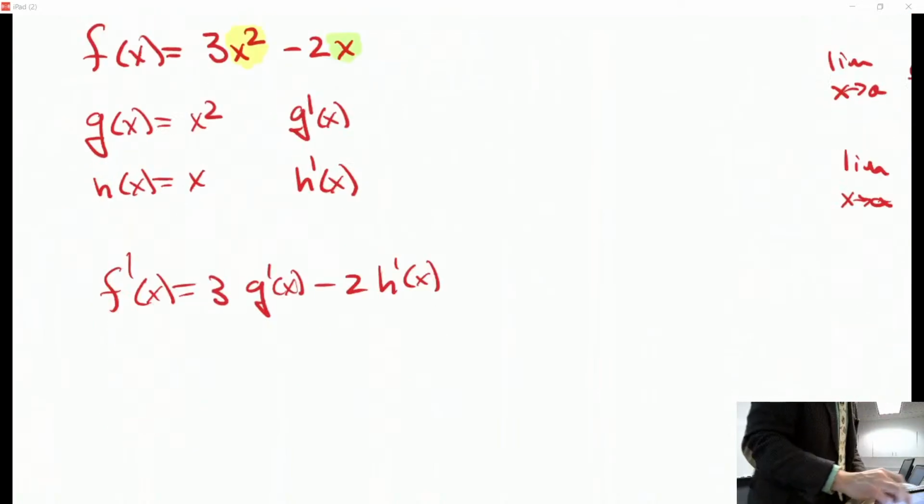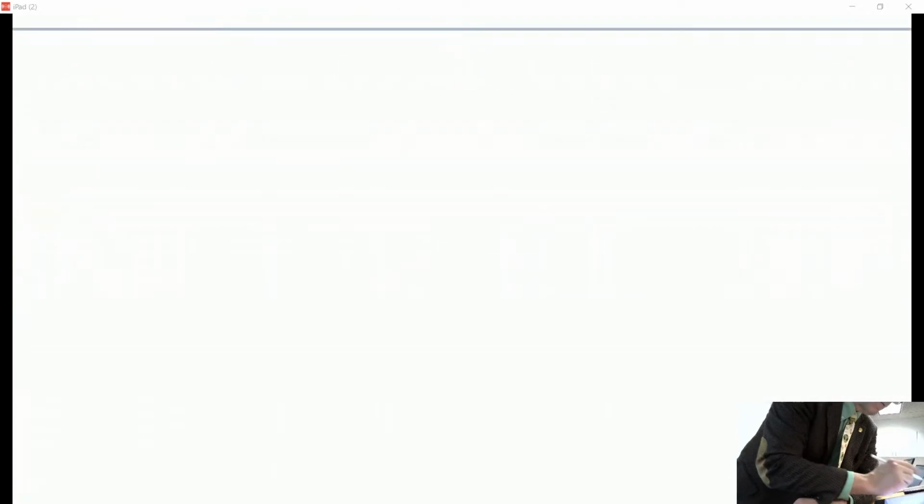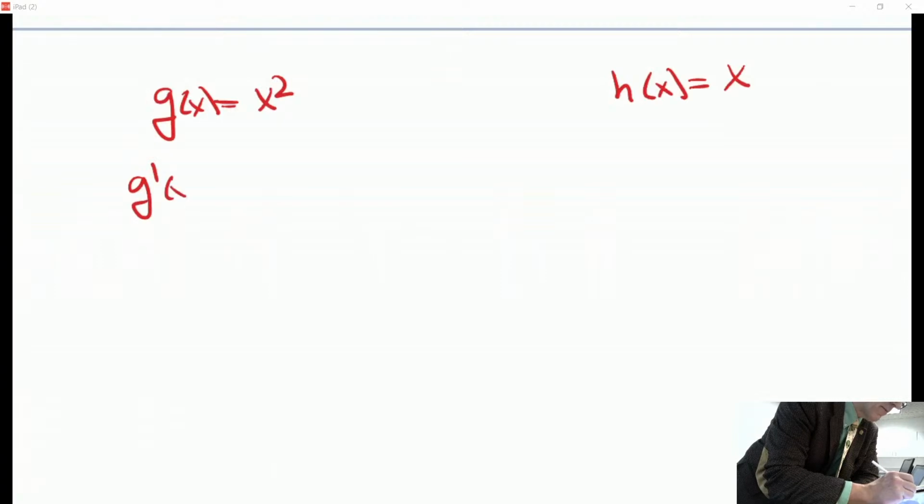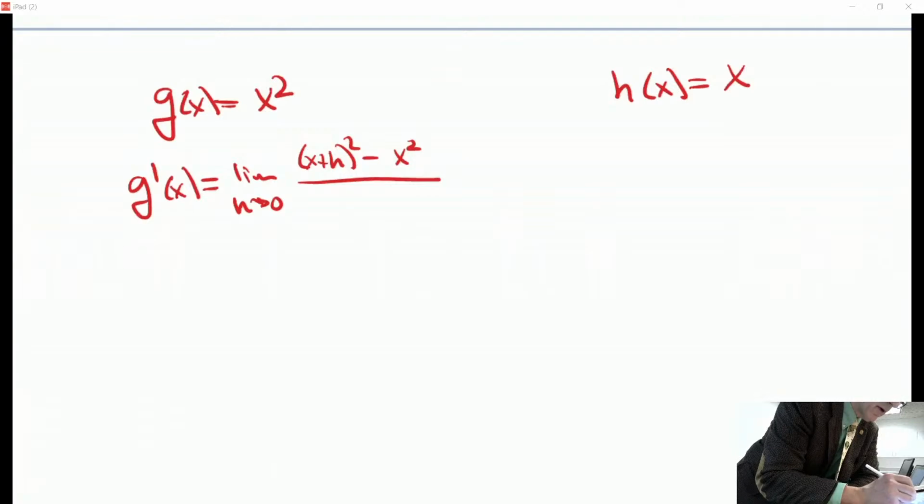So let's actually do this. Let's do this in turn. First of all, I will do g of x. Then I will do h of x. Ooh, too many h's. That's okay. So let's do g prime. G prime of x is the limit as h approaches 0 of x plus h quantity squared minus x squared over h.